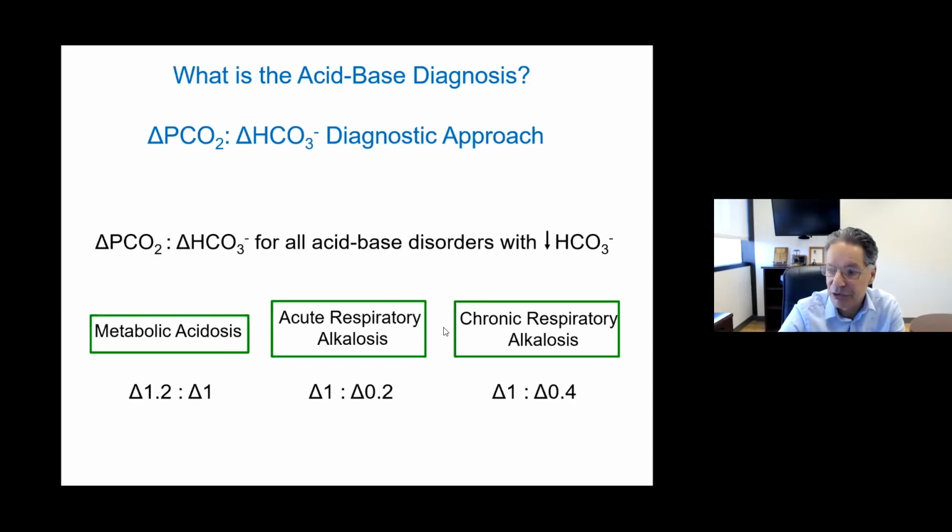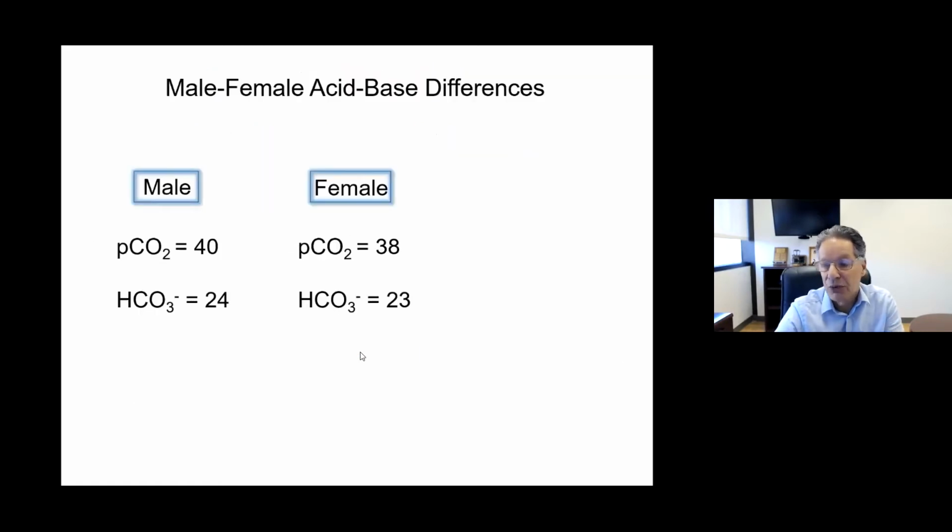And lastly, the third acid-base disorder with a low bicarbonate is chronic respiratory alkalosis. In this case, for every 1 change in the PCO2, the bicarbonate changes 0.4, or for every 10 change, it changes by 4. So the intellectual exercise is to calculate the change from normality. That means you have to know what normality is.